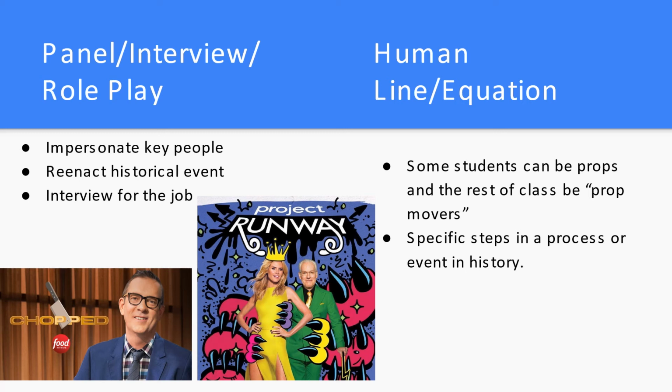The second one is the human line or equation. With this one, you can use this easily as a get up and move around strategy. For some healthy rivalry, you could even have teams competing against each other to see who could finish the quickest and with 100% accuracy. You could have some student props, maybe like they could be the event in history, and others could be movers of the timeline. You can use this with history.